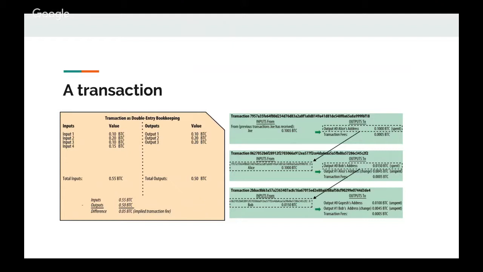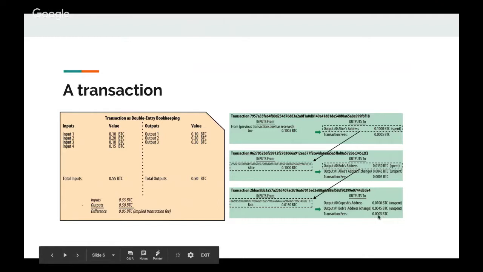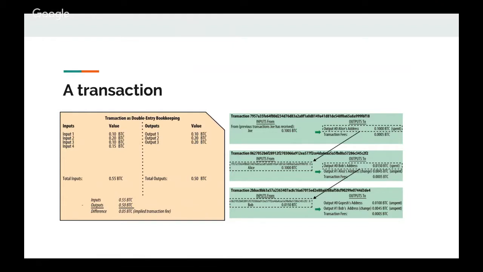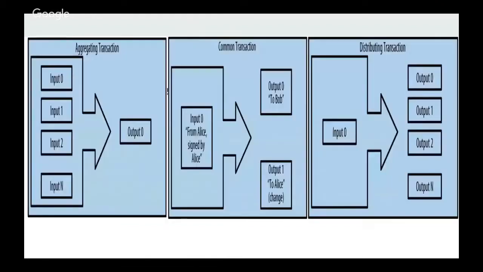So if she wants to pay Bob something less than 0.1, then she will pay herself back an amount, and then there is some transaction fee. So this is the second one. And similarly, when Bob receives 0.015, he can pay Gopesh 0.01 Bitcoin, and then he pays himself back 0.0045, where 0.0005 Bitcoin becomes the transaction fee. So this is, at a high level, how a Bitcoin transaction looks.